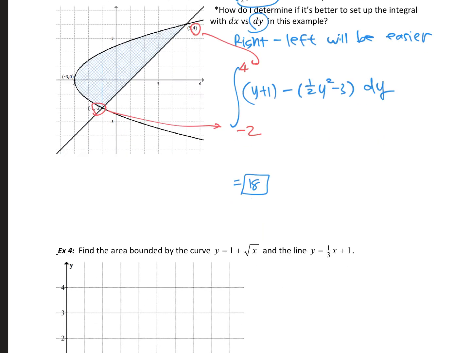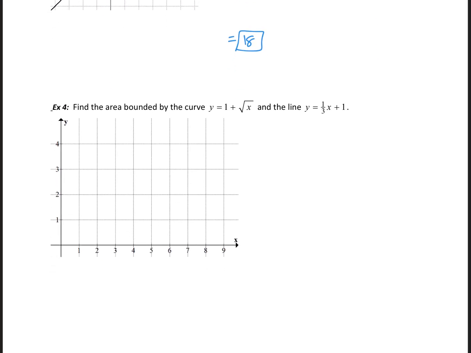All right, I'm going to have you look at example 4. Pause, finish number 4, and see what happens. Just a hint: I have this radical function, and the general shape of the radical is like this, and then this is a straight line. So pause, work on number 4, and then we'll meet back at the next example.